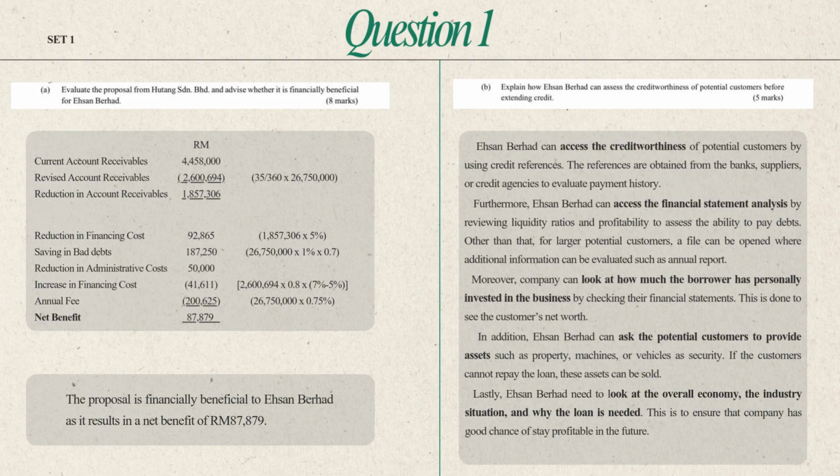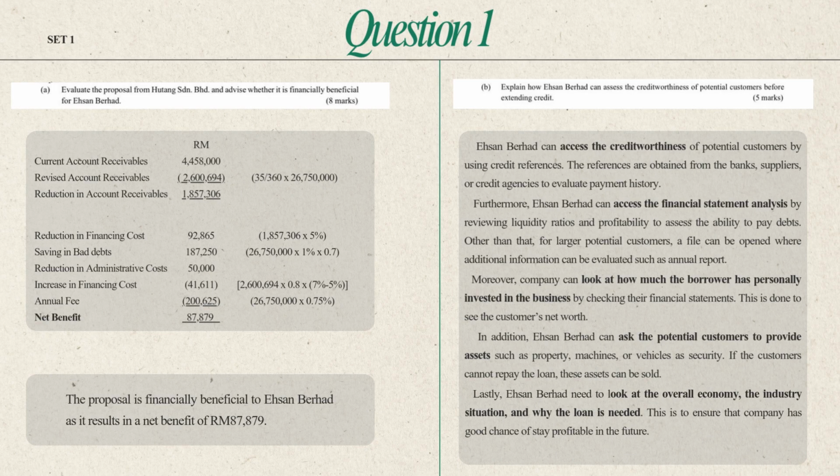beneficial for Ehsan Berhad. To solve part A, our procedure follows a logical flow, which is step 1 is to calculate the current state. We find the current average collection period, which is 10 days over the limit, so 45 days, and the current financing cost of those receivables.